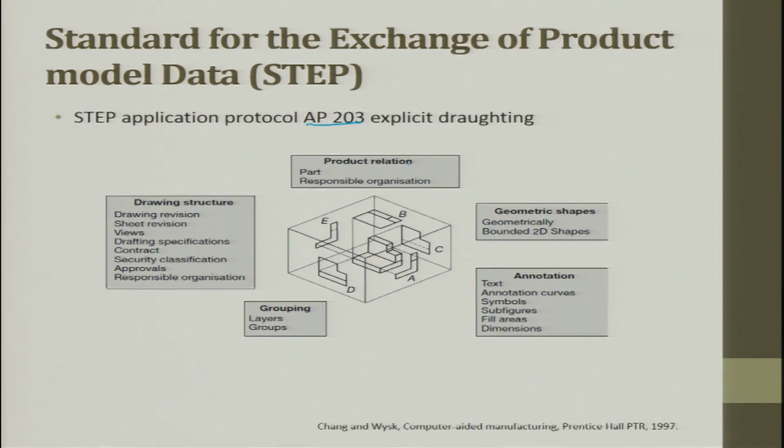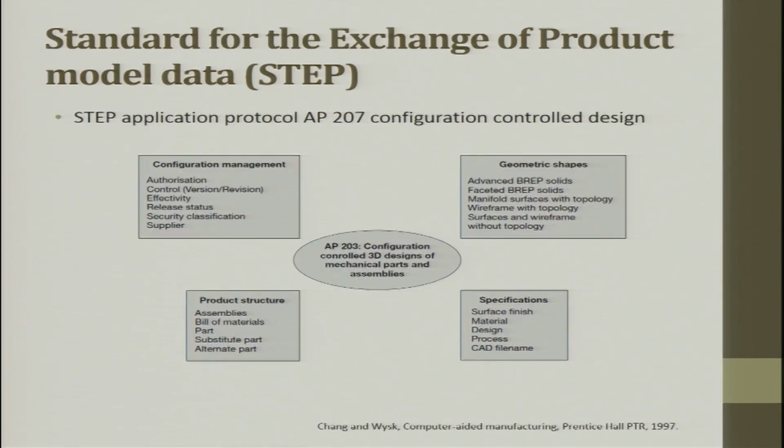So, product realization relation, part responsible organization, then geometric shape, geometrically bounded 2D shapes, then annotation text, annotation curve, symbol, subfigure, filling area, dimensions. Then we have grouping of them. Then we have drawing structures, drawing revision, sheet revision, view, drafting specification, contract, security classification, approvals and responsible organization.